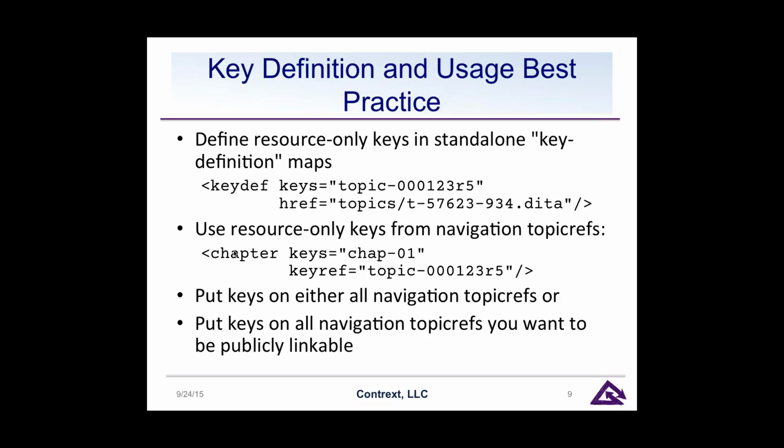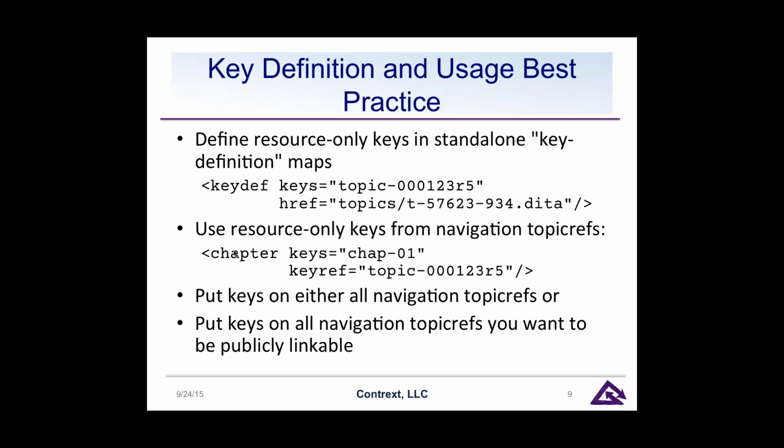I want to use resource-only keys from navigation topic refs to then bind that topic into the navigation structure. So here I have a chapter topic ref, as you might have in a book map. I'm giving it a key, chapter-01. The key on this chapter element reflects the location of that chapter in the structure of this particular publication. So a key like chapter-01 makes sense because it's the first chapter. Then it has a keyref pointing to topic and this opaque number, which is that keydef I defined before. So this is implementing our policy of having only one URI reference to the topic.